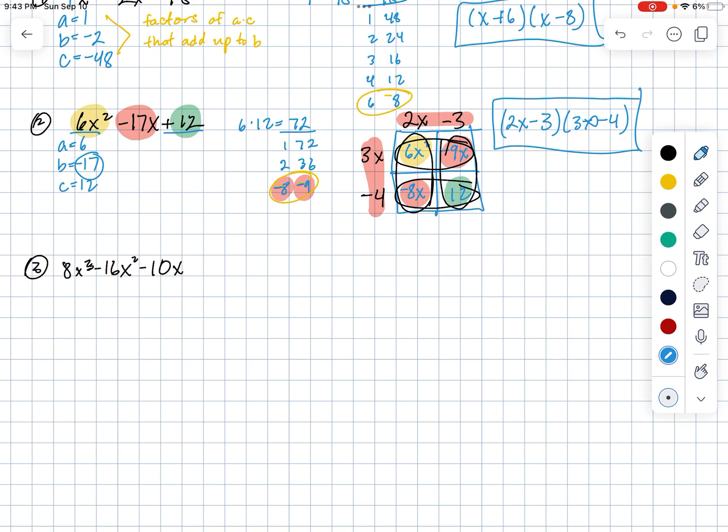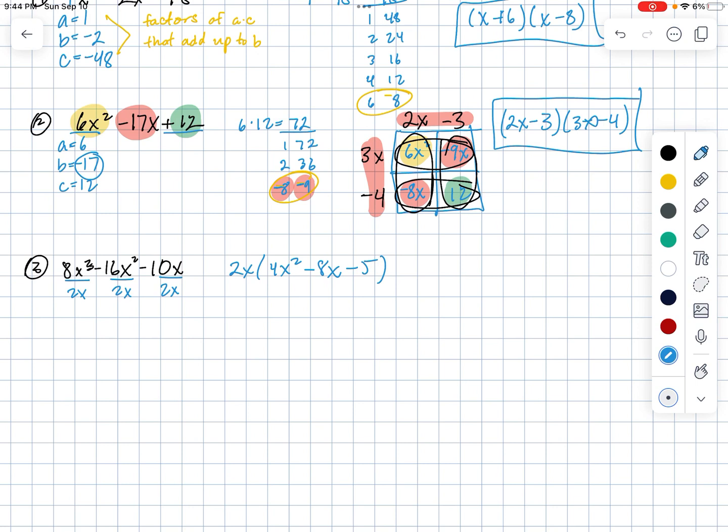Okay, last example. Start by looking for a greatest common factor. And this time you should notice that there is a common factor. All 3 terms have an x, and all 3 terms can be divided by 2. So we divide those all by 2x and pull the 2x out front, writing what's left inside the parentheses. So inside the parentheses, we're left with 4x squared minus 8x minus 5.